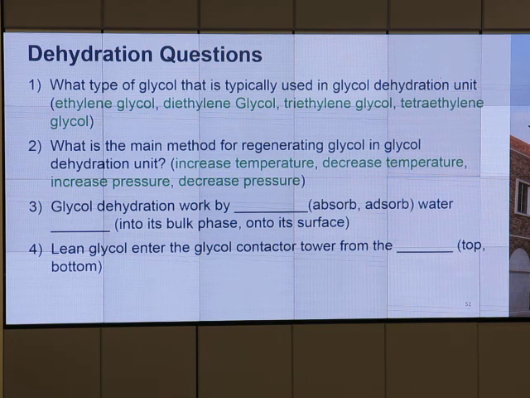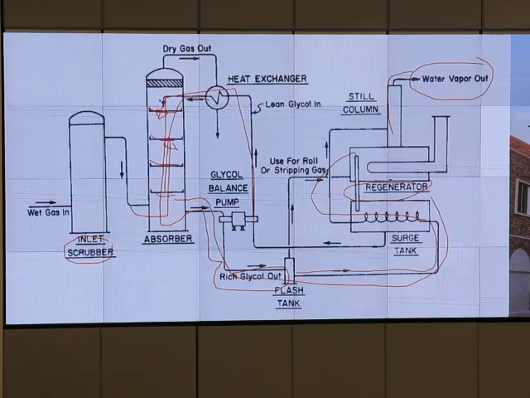What is the main method for regenerating glycol in a glycol dehydration unit? Increase temperature, decrease temperature, increase pressure, decrease pressure. Really? Carter, come on. Look at this one. You have the regenerator. What do we do in the regenerator? Do we cool it down? We heat it up? We increase the temperature, or we decrease it? Decrease? How do you decrease the temperature in the regenerator? Go up. We boil it to remove any water. Cold glycol takes water. To remove water, we boil it so the water comes out and glycol stays inside.